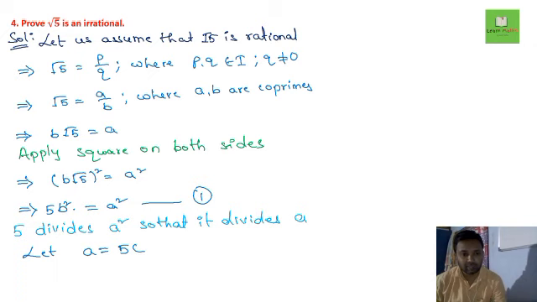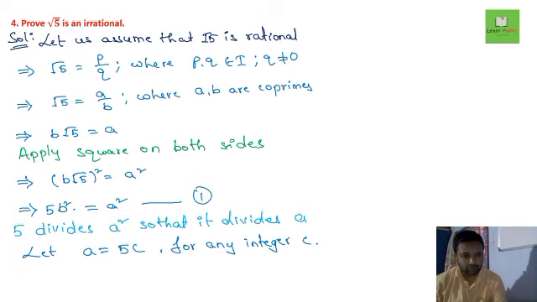Let a is equal to 5c. Why? Because here in the equation you can observe 5 divides a clearly. So that value I assume to be c for any integer c. So here 5 divides a, so I took a new equation in the form of a is equal to 5c for any integer c.